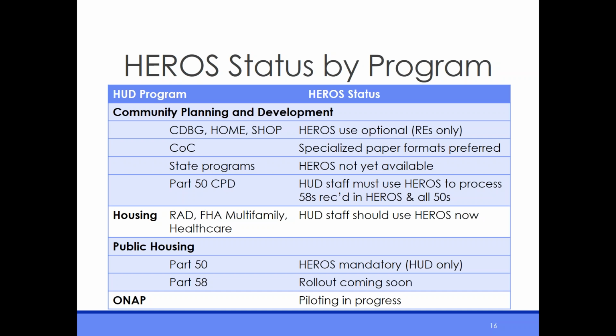And finally, HUD staff must use HEROS to process Part 58 reviews received in HEROS and all Part 50 reviews for CPD. For housing, RAD, FHA multifamily, and healthcare, HUD staff should now use HEROS. For public housing, HEROS use is mandatory for HUD staff for Part 50 reviews, and will roll out soon for Part 58. And then finally, we're doing a pilot for ONAP, the Office of Native American Programs, with rollout next year.